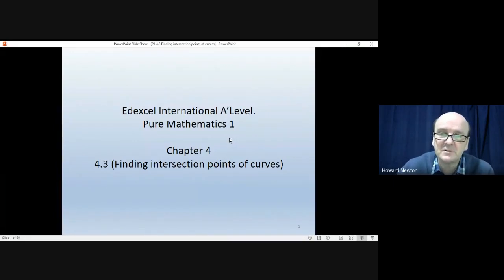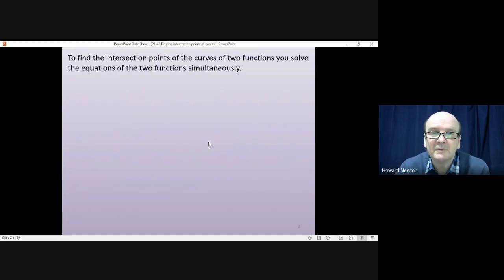Now, if you have two functions and you want to find the intersection points of the curves of those two functions, then what you have to do is solve the two functions simultaneously. If you're ever looking for intersection points of graphs, it could be two straight lines, it could be a straight line and a curve, it could be two curves. It really doesn't matter what they are. The question will always come down to solving two equations simultaneously, and that'll give you the crossing point.